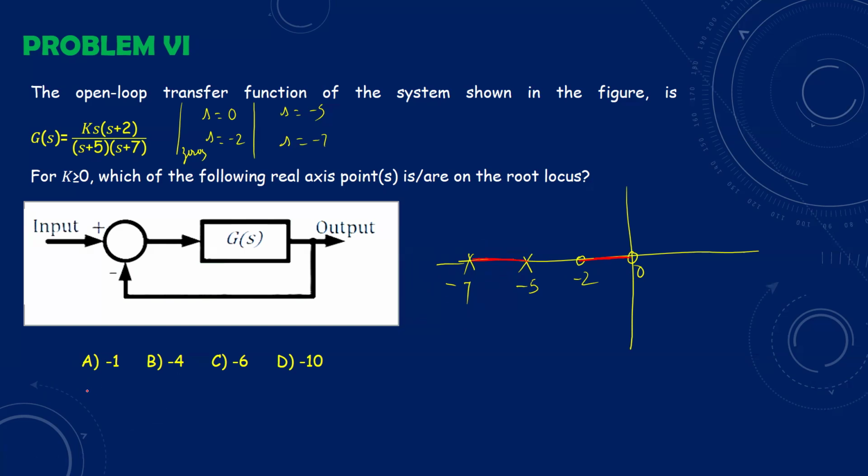So let me check with the options. Option A is -1. It is lying between 0 and -2, so option A is correct. Let me check option B. It is -4, which is lying between -2 and -5, so it is wrong. Option C, -6, is lying between -5 and -7, so option C is also correct. Option D is incorrect. So A and C are correct. This is one of the MSQ questions. In this, -1 and -6 are the correct values at which the root locus lies.